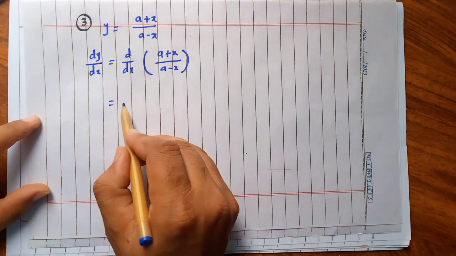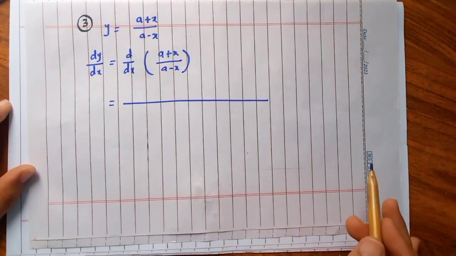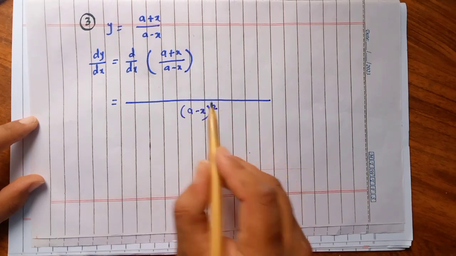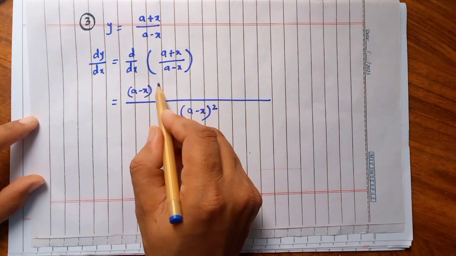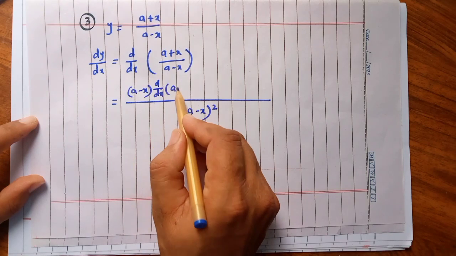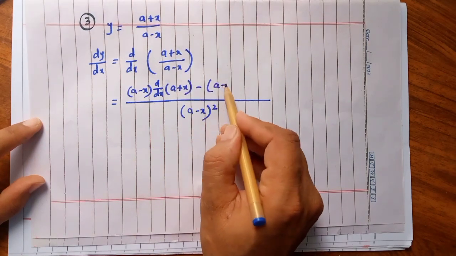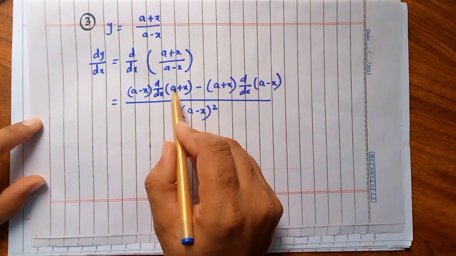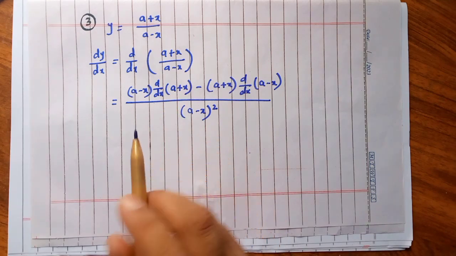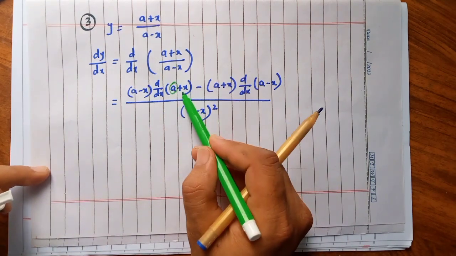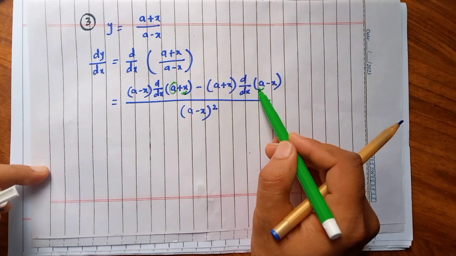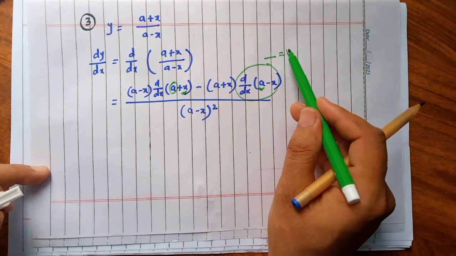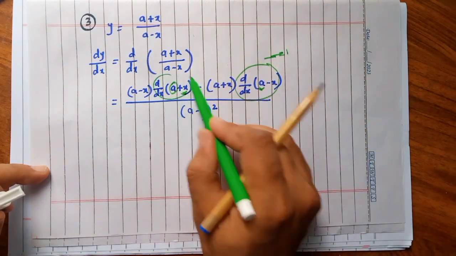So here we will apply the quotient rule because both of the values are in the form of division. So a minus x whole square, and a minus x d over dx of a plus x, minus a plus x and d over dx of a minus x. So the derivative of a constant is equal to 0, and the derivative of x is equal to 1, so this will be equal to minus 1 and this will be equal to 1.